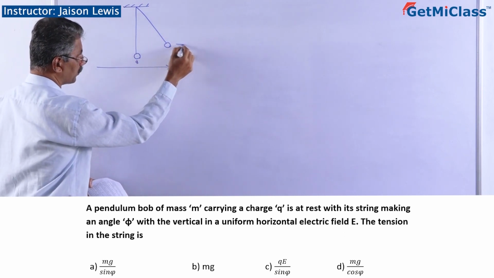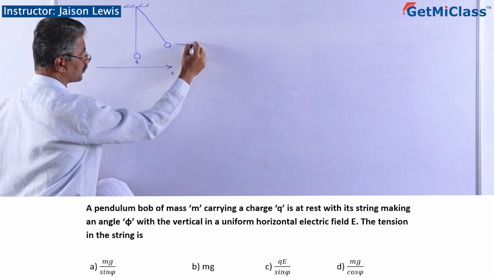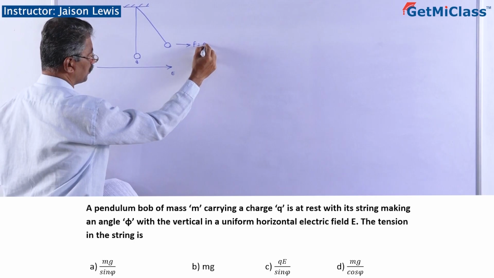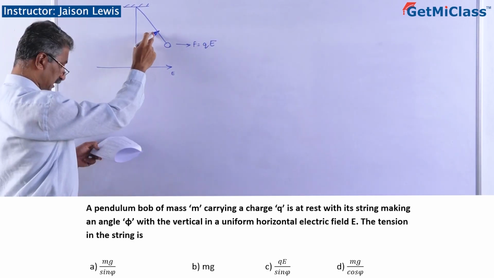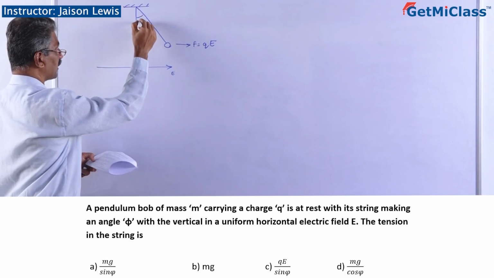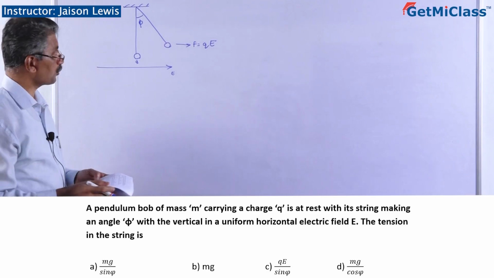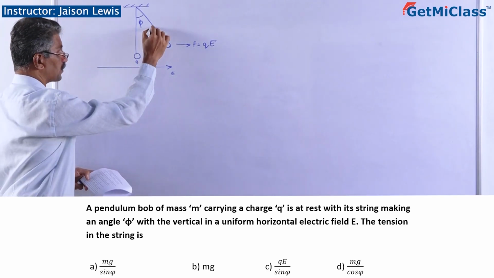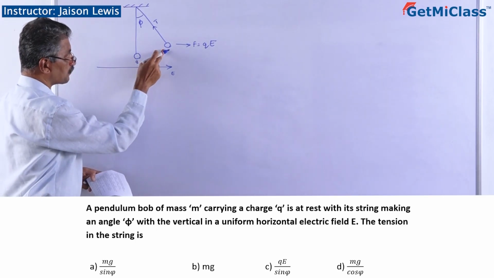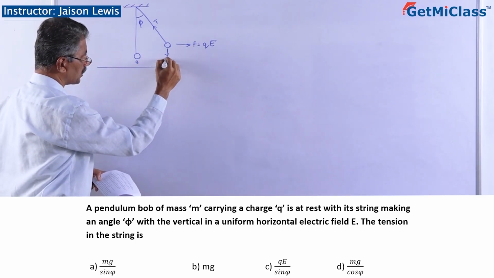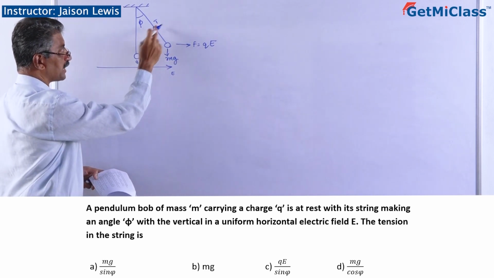Because of the force exerted on this charged particle, that force F is equal to Q into E. Now because of that, there is an angle made with the vertical, and that angle in the problem is given to be phi. Now the question is, what is the tension in the string? So tension, let it be T. We know there is a mass for the bob, its weight is acting downwards, it is mg. Therefore you have to find the value of T.